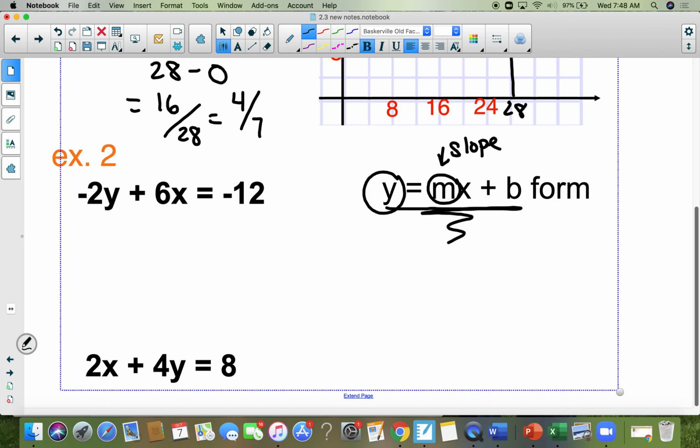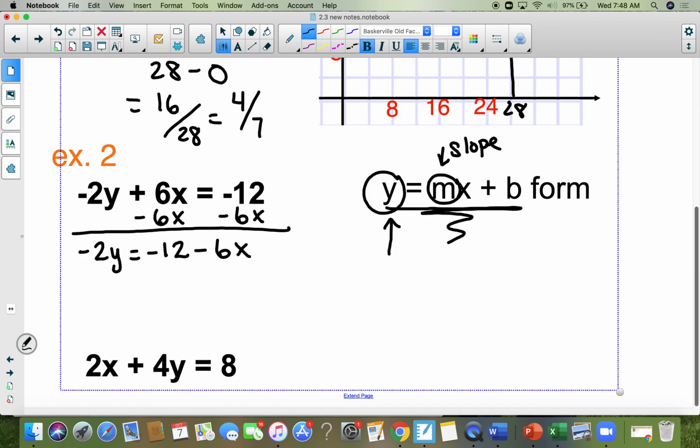So what I want you to do is you need to get y alone in these next two problems. I'm going to subtract 6x to both sides. Negative 2y is equal to a negative 12 minus 6x. So all I did was I subtracted 6x to both sides. I still need to get y alone. Notice that there's a negative 2 in front of the y, and it's a negative 2 times y, so the opposite of times is divide by a negative 2. So just divide everything by a negative 2.